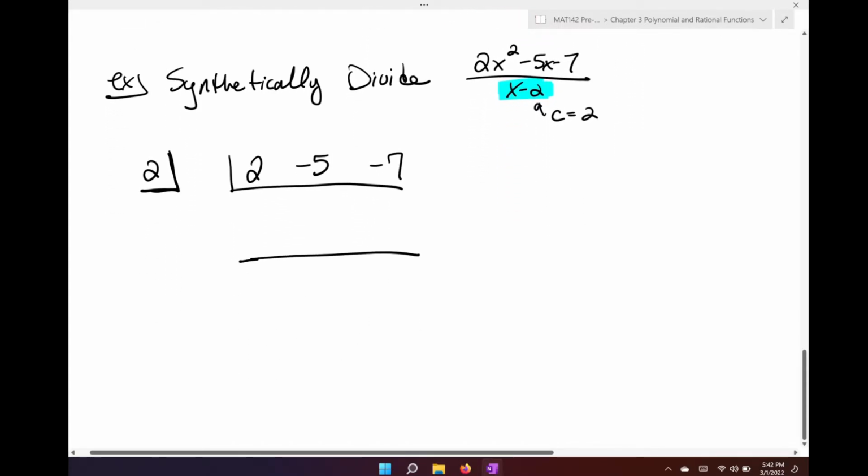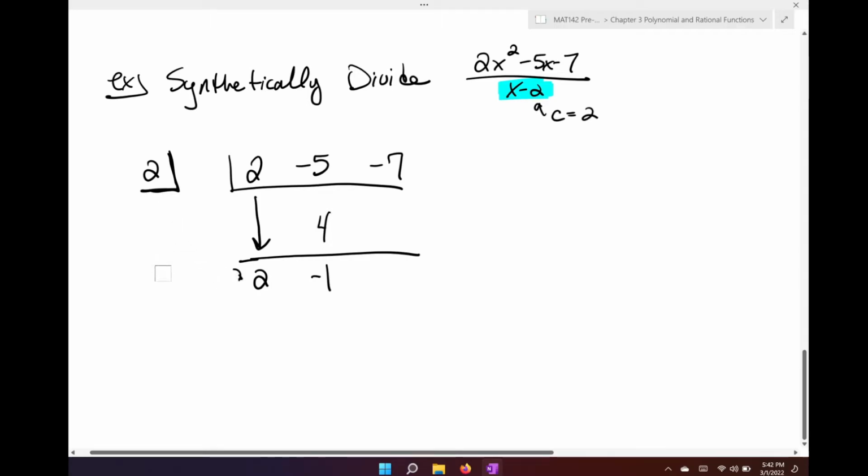Okay? Now, I will always copy down the very first coefficient. And the process is I take the 2 out front and multiply it by 2. So 2 times 2 equals 4, and I write it directly underneath the -5. Okay? So when you go diagonal, you multiply. When you go up and down, you add. So in this second column I'm going to take -5 plus 4 to give me -1. Okay? Process repeats.